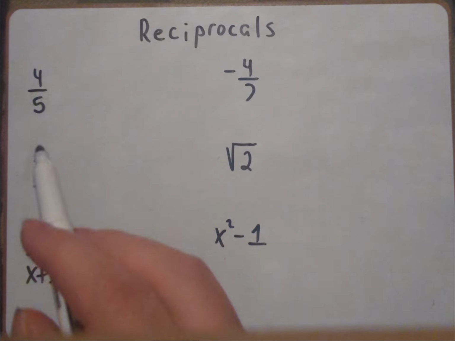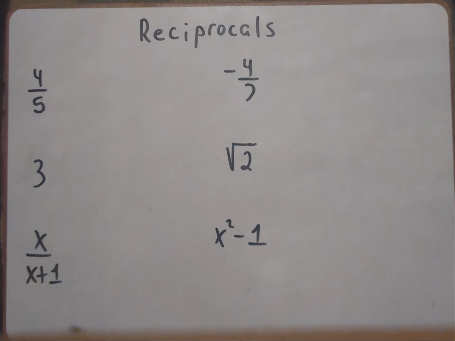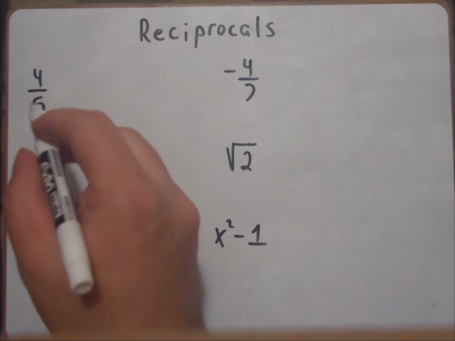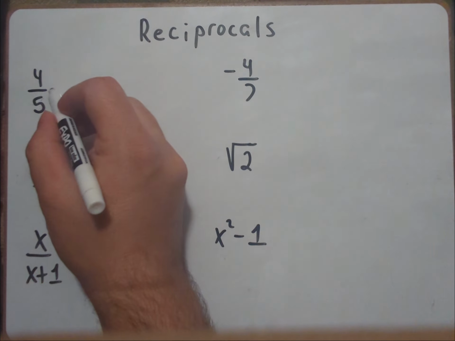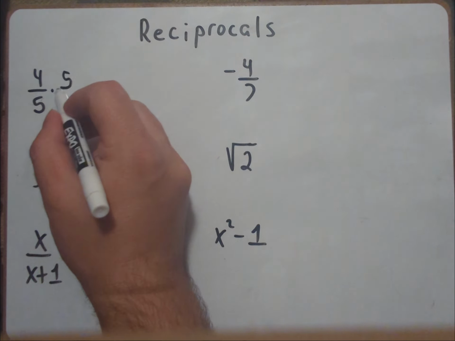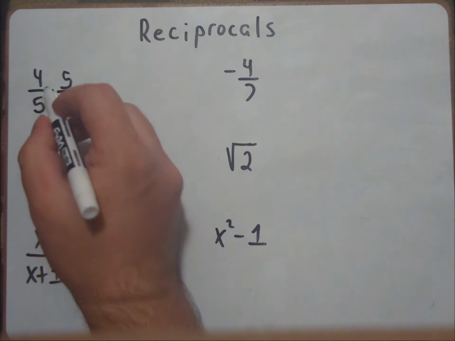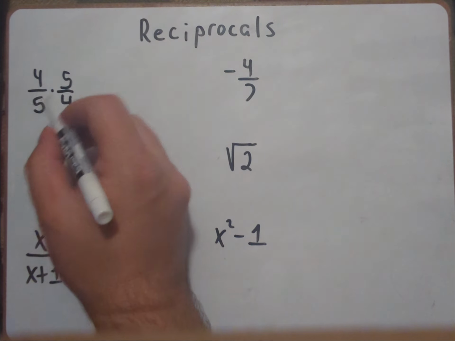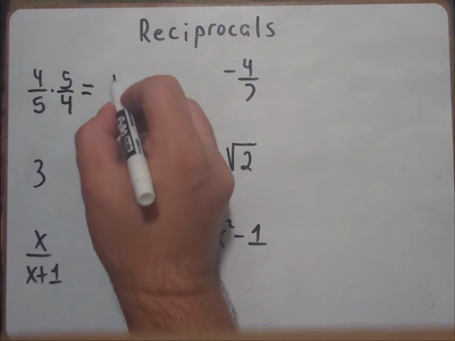Here we're going to take the reciprocals of the following numbers and equations. So to take the reciprocal of 4 over 5, all we do is flip the number. So this 4 cancels that 4, this 5 cancels that 5, we have 1.